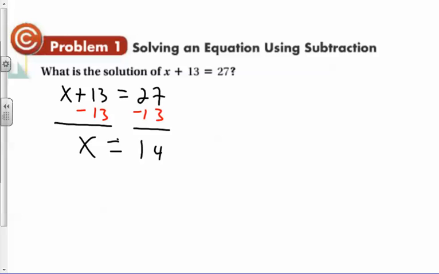Then I have x by itself and it equals 14. Now I can go back and check. Anywhere I see an x, I can put 14 plus 13. Does 14 plus 13 equal 27? Yes, it does. I'm good to go. All right, so you've got it. Pause the video and do it, and I'll see you back here in just a sec.